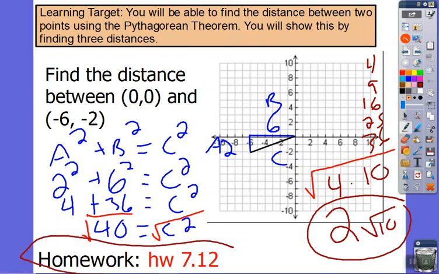Tonight's is 7.12. There's only 2 questions, so just take your time and do a good job on them.